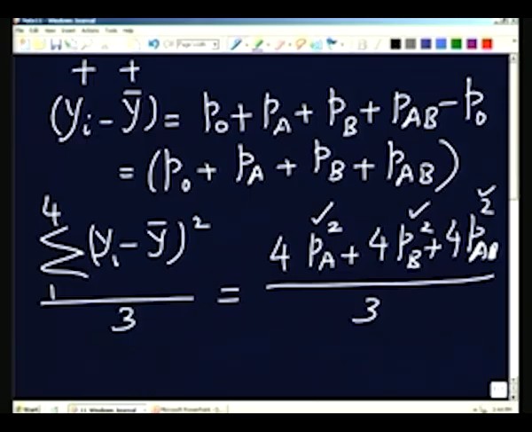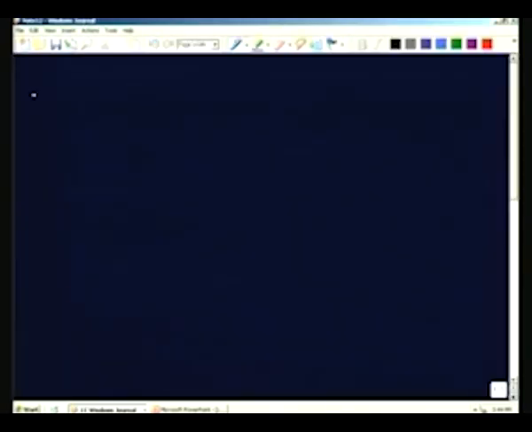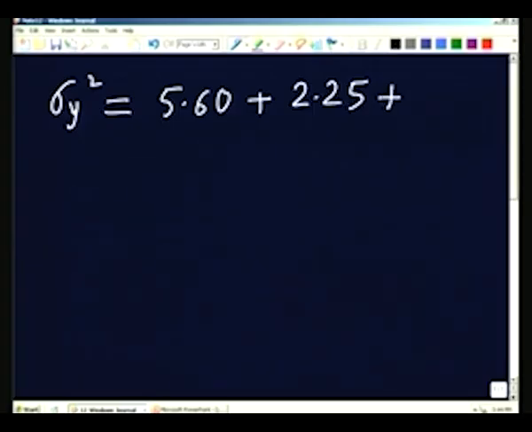Now, I can put in the values of PA, PB and PAB, which were determined in the last slide. So, what I can do is introduce this and I will just give the values. So, we can show that sigma y squared is equal to 5.6 plus 2.25 plus 1.47. And if you add all these things, you are going to get 9.32. So, this is going to be equal to 9.32.